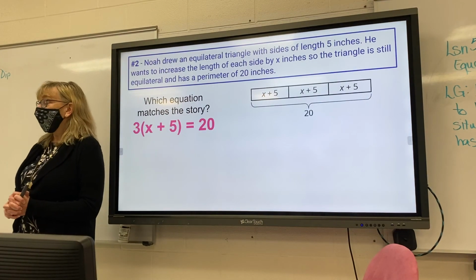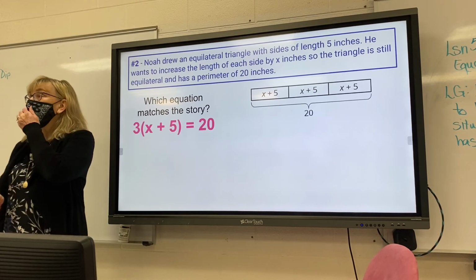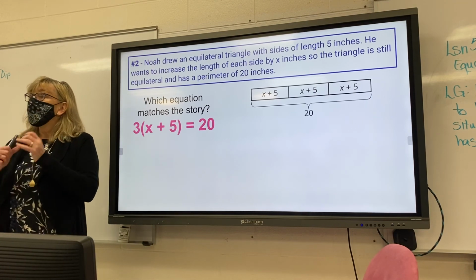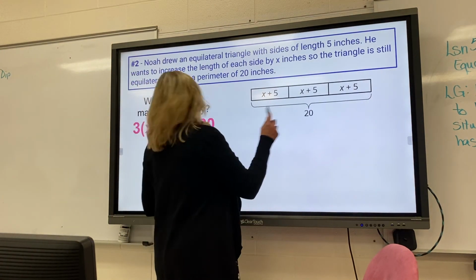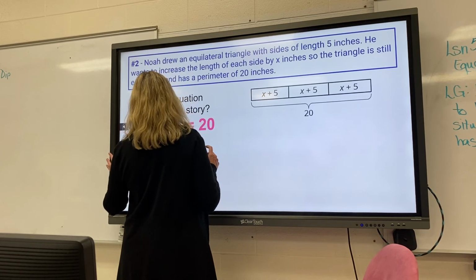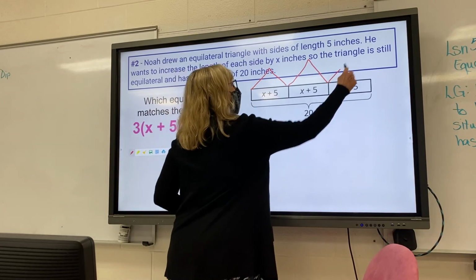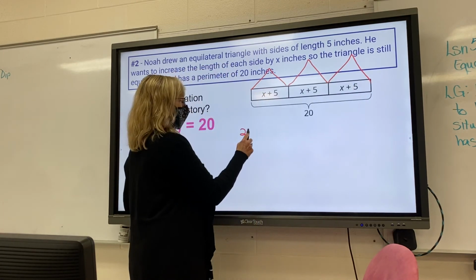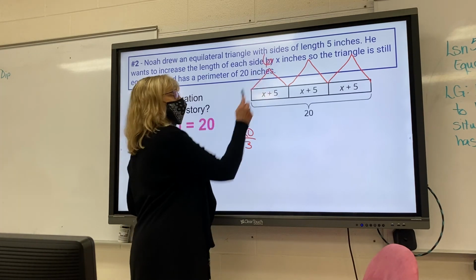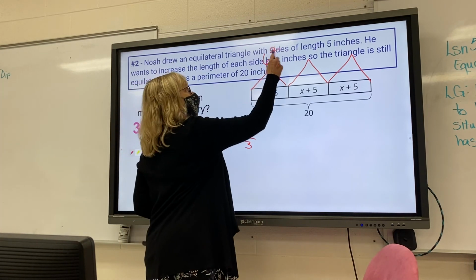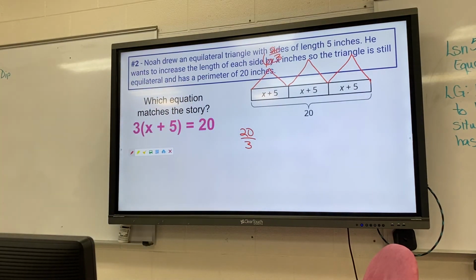Does this look familiar? Can we do something similar? All right, what do we want to do first? Subtract. Divide 20 by 3. Okay, she wants to divide 20 by 3. 3 goes into 20 6 times with 2 left over, so we'll say 6 2/3. So each box is worth 6 2/3.